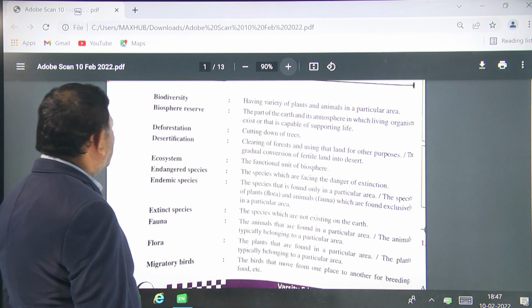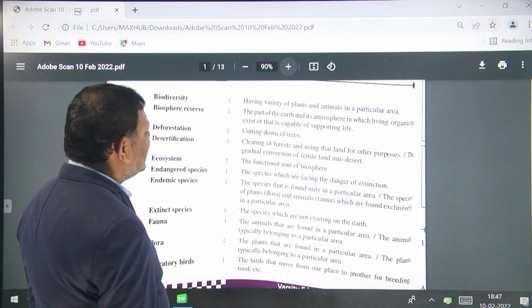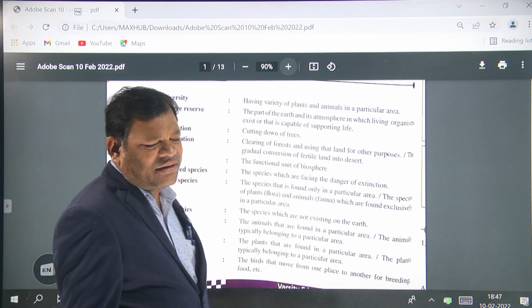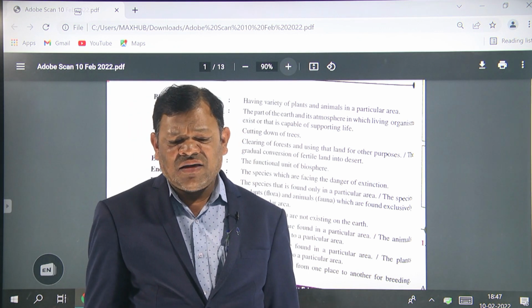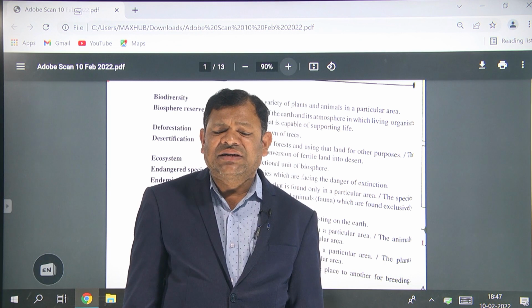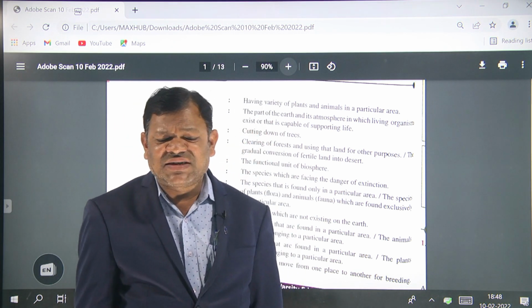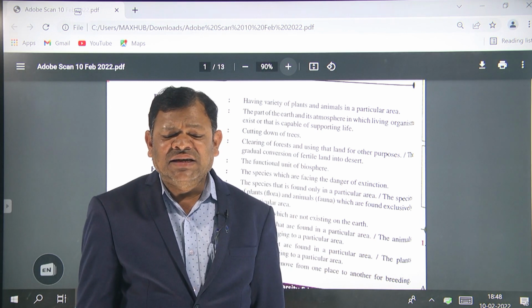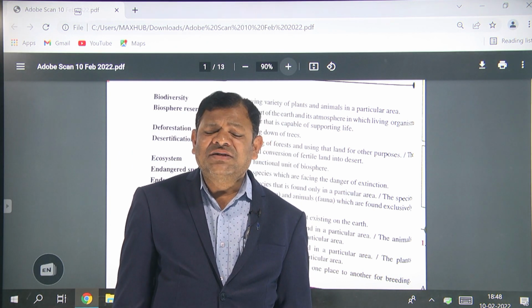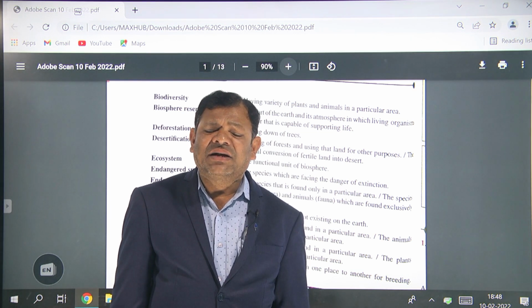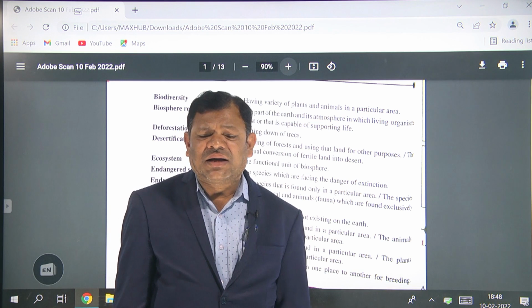Sahara Desert, very good. So desertification means clearing of the forest and using that land for other purposes, or the gradual conversion of fertile land into desert. Fertile agricultural land converted into desert is called desertification. In a desert, the temperature is high and rainfall is low, so plants cannot grow in that area and crop yield becomes very low. To grow crops, a minimum temperature and a large amount of water are required.